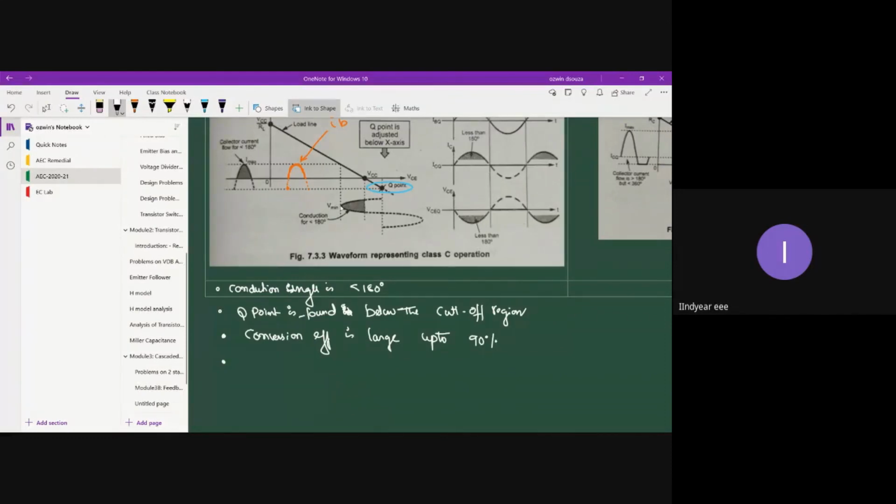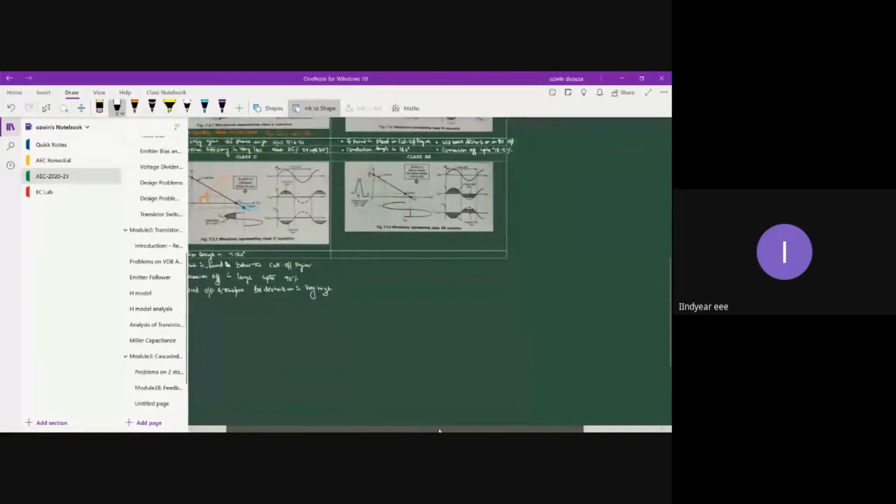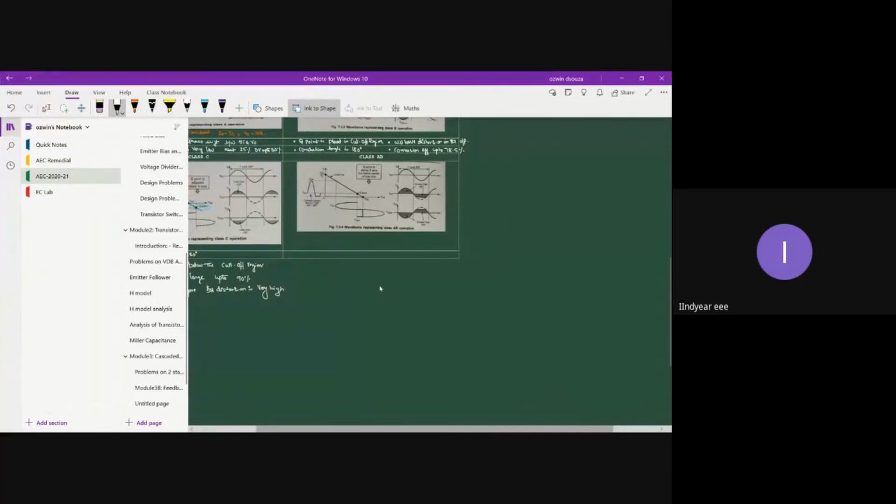Instead, the output is going to be a pulsed output. Okay, so you are going to get pulsed output, and therefore distortion is very high. Okay, distortion is very high. All right, so that's the difference, I mean, the important features of class C power amplifier.